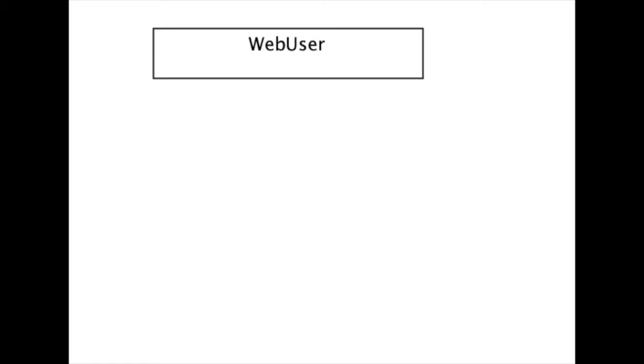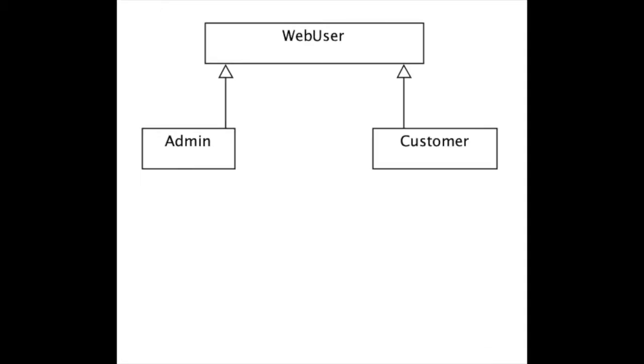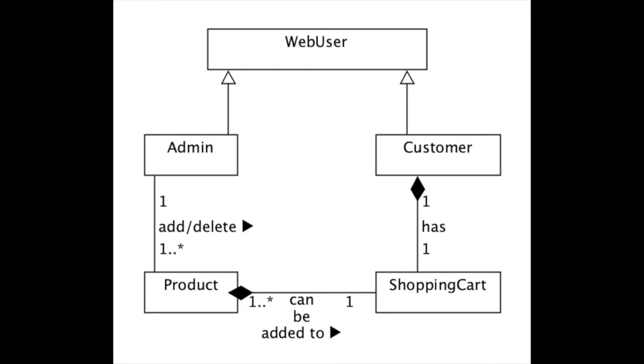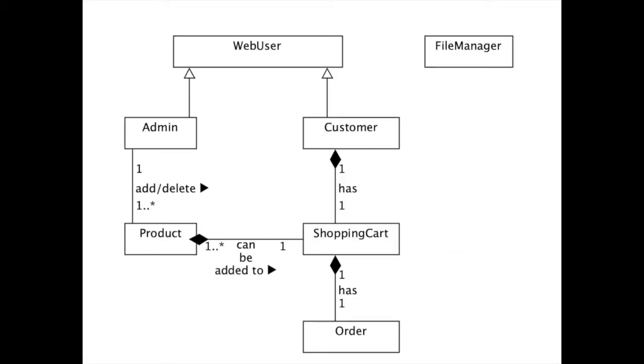We're going to have a main web user class, which will be the parent class to both the admin and the customer. The admin will then be able to add one to many products or delete them. The customer will also be able to have one shopping cart, to which they'll be able to add one to many products. Once this is finished, he will be able to get an order. A file manager will be able to manage the web user and the product classes.